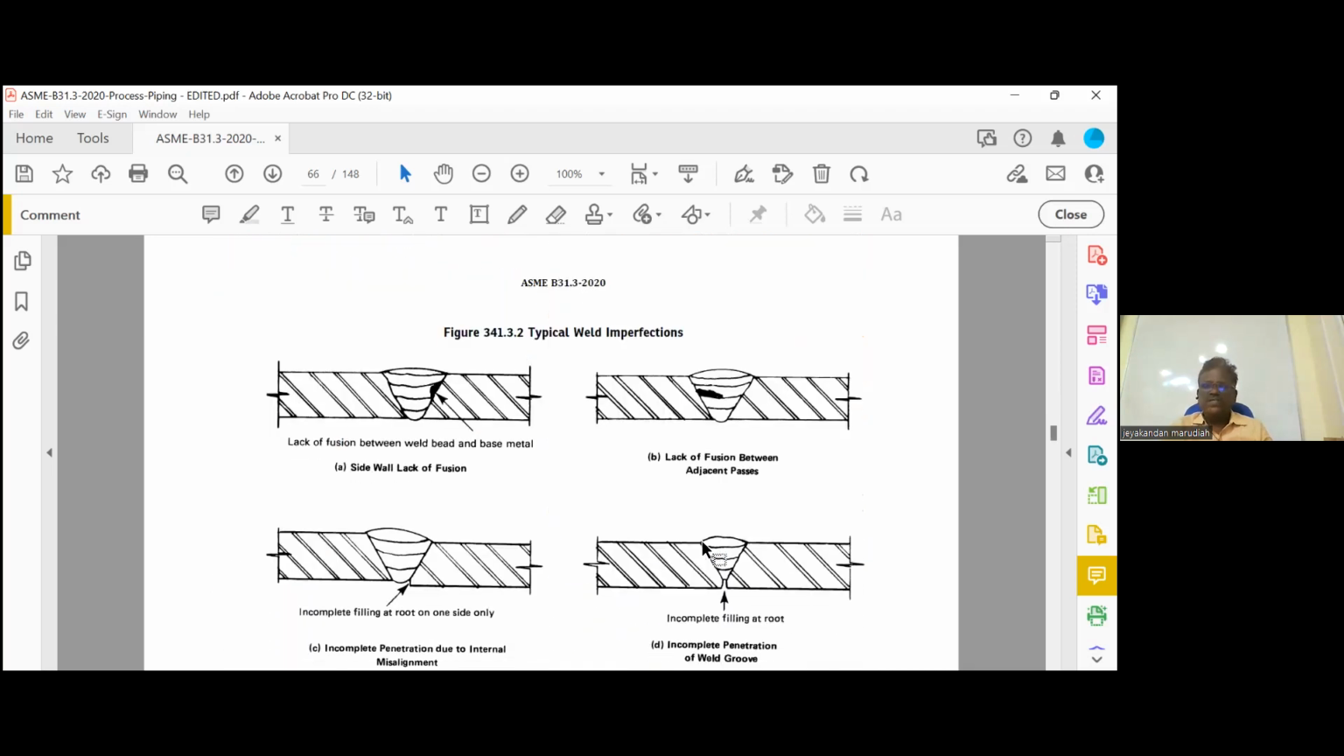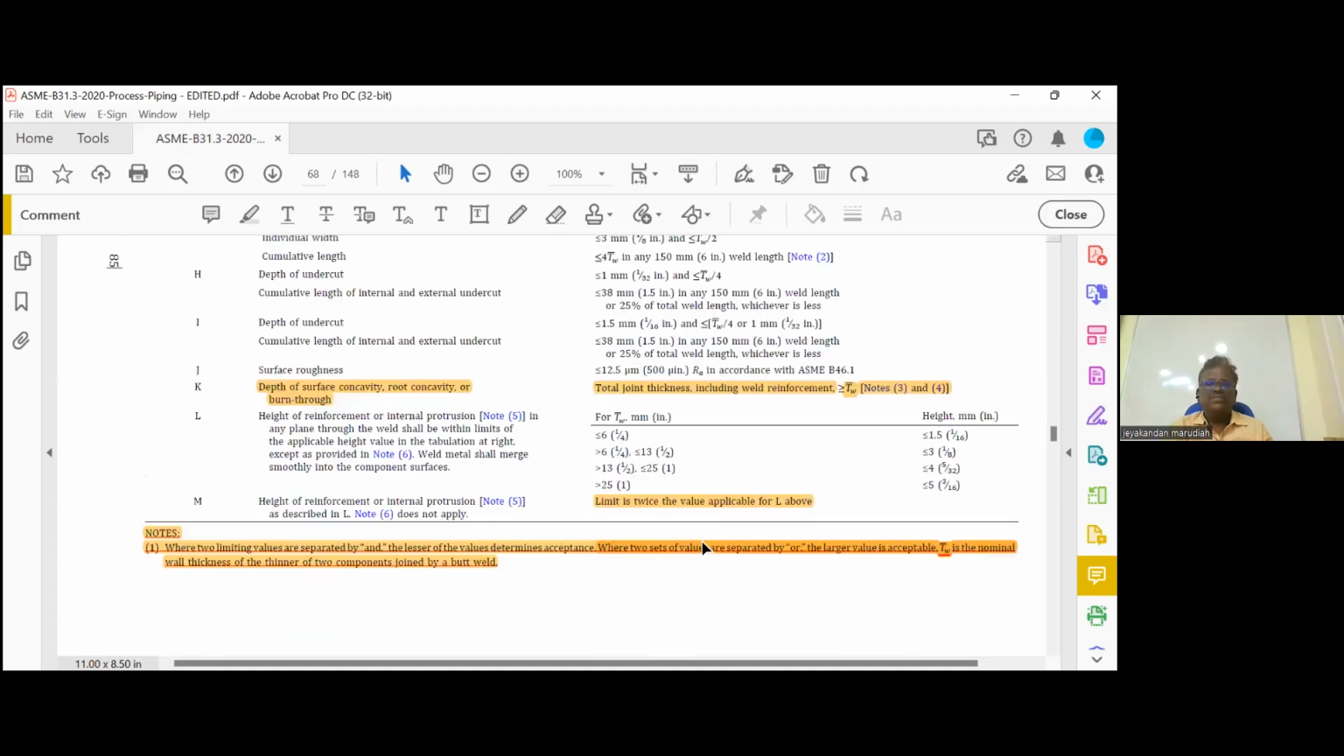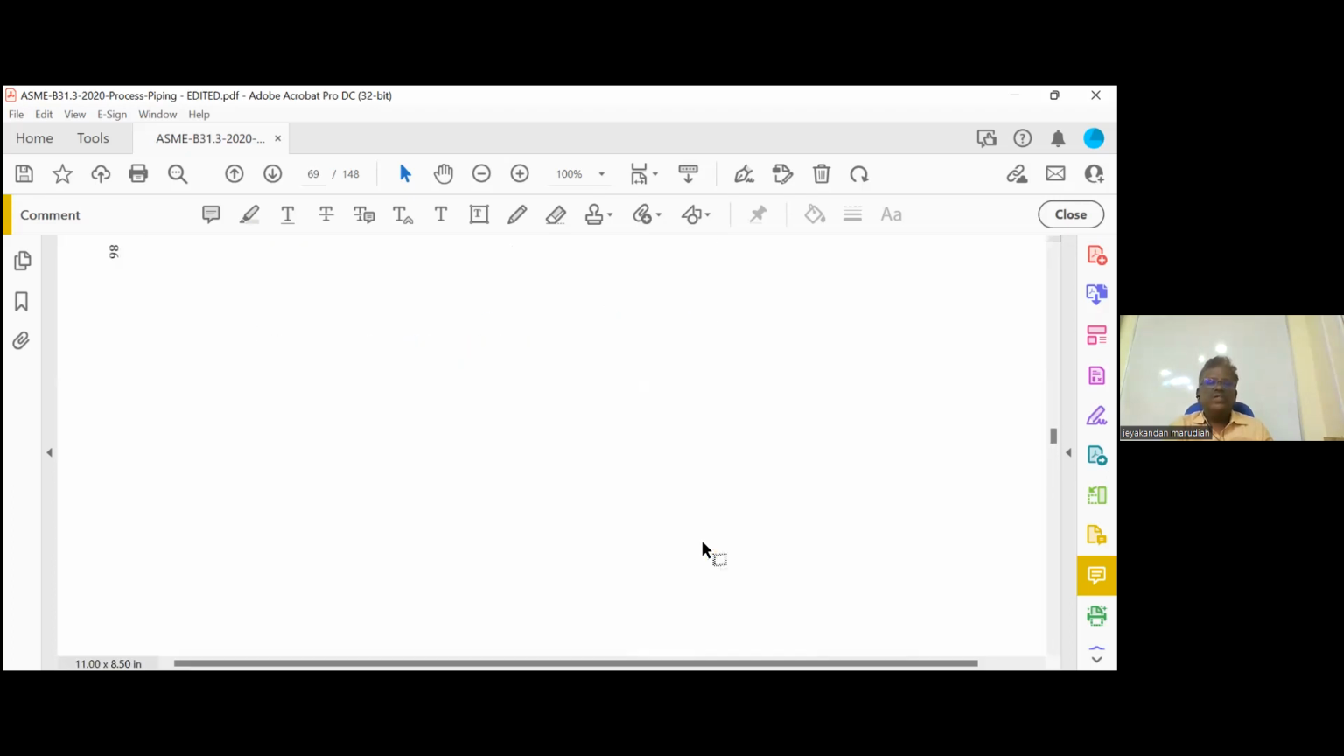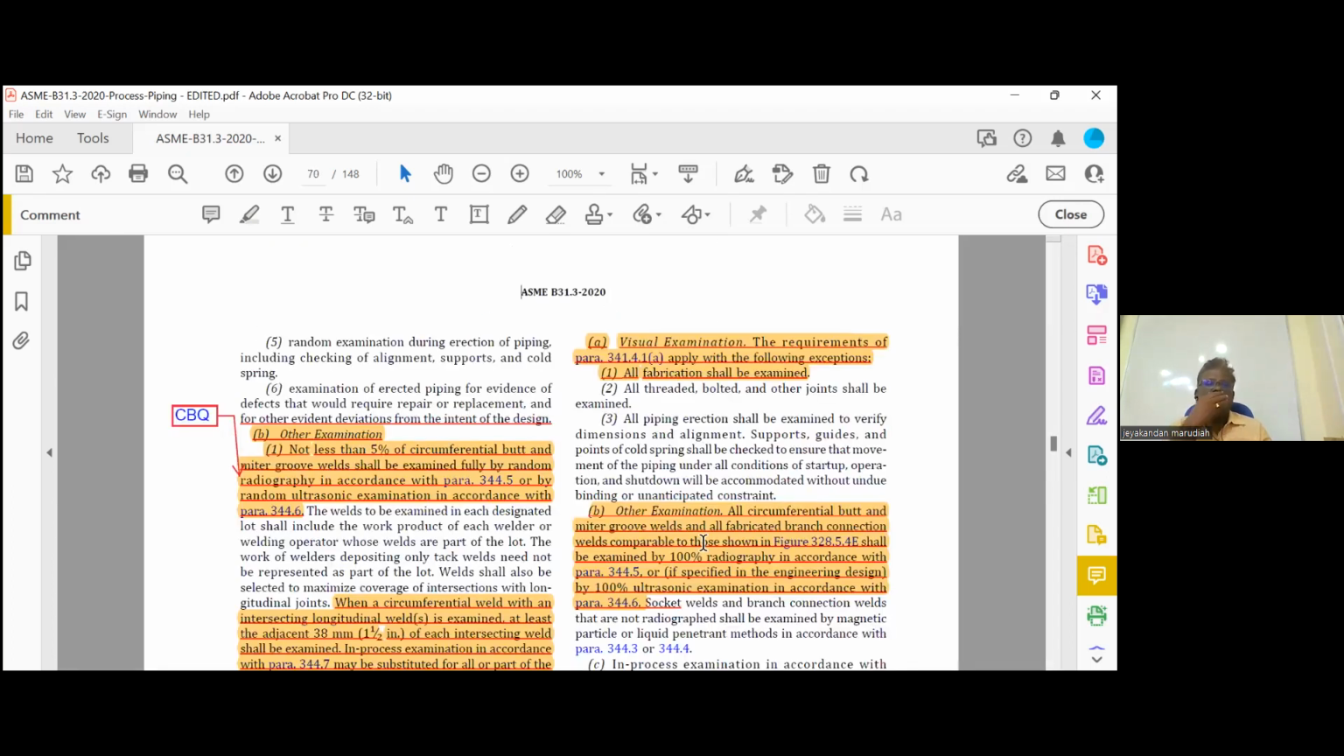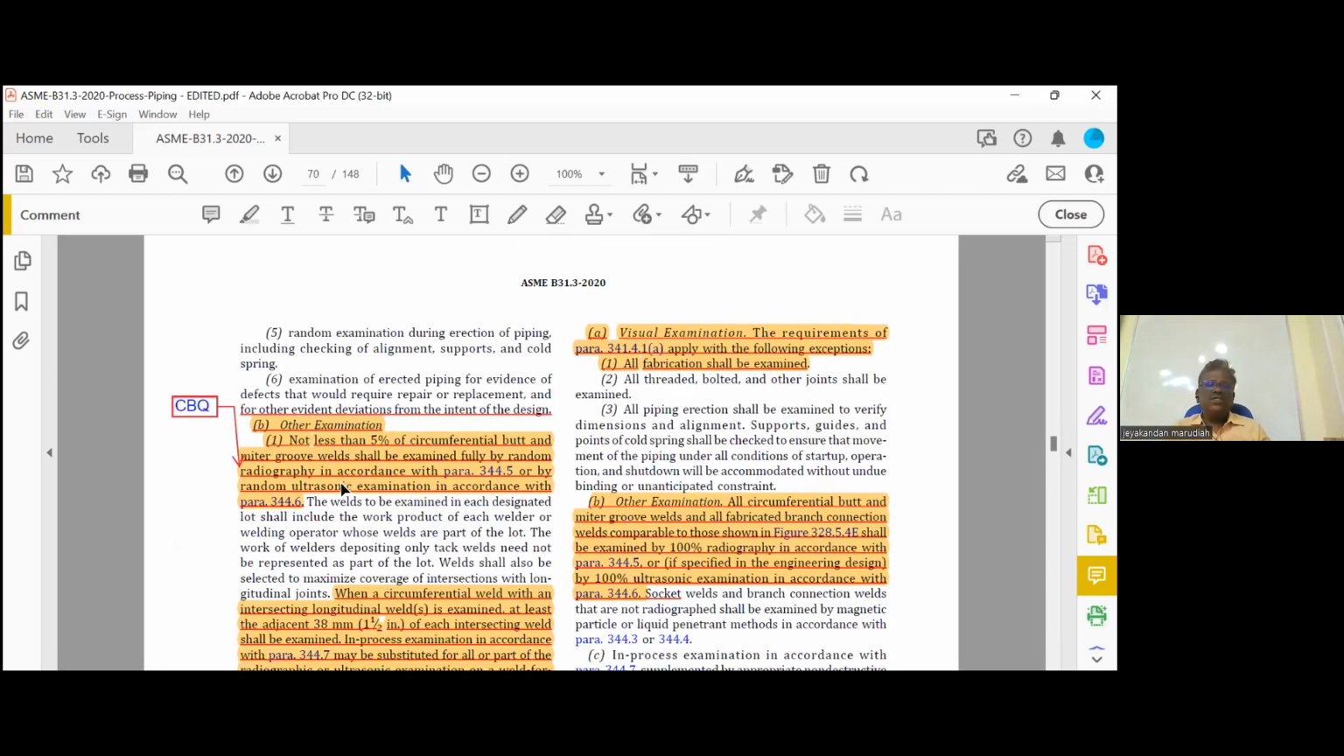Then please go to the next page. Just skip this, we will come back. Please go to page number 87. Other examination: not less than 5% of the circumferential butt and miter welds shall be examined by random radiography. That is important, a closed book question. So it is a continuation of normal fluid: 5% visual, 5% random radiography.